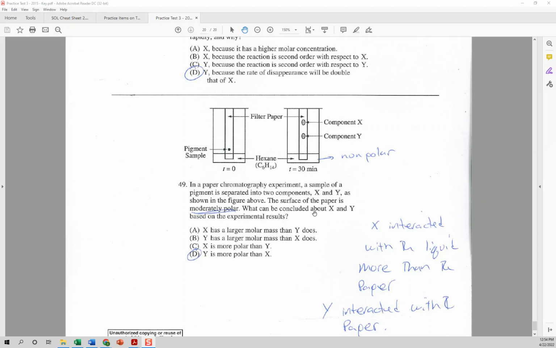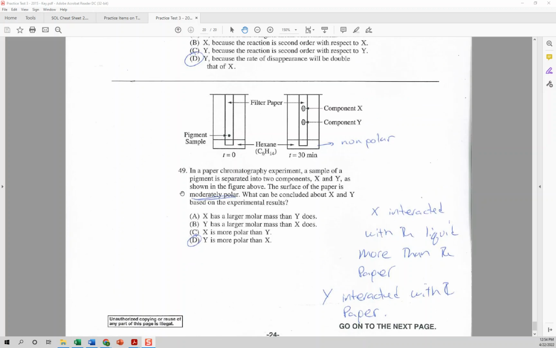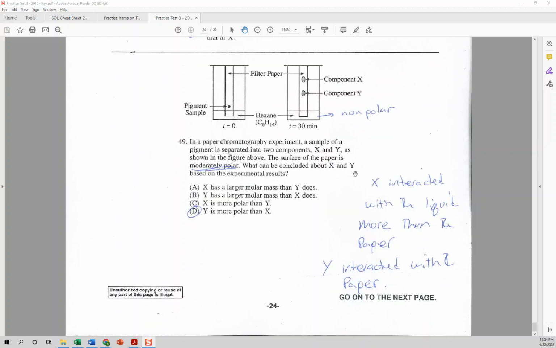What can be concluded about X and Y based on the experiments? Y is more polar than X. Yes. All right. I hope that makes sense to you. All right. Now, the very last question.